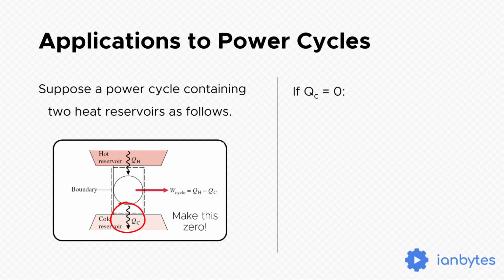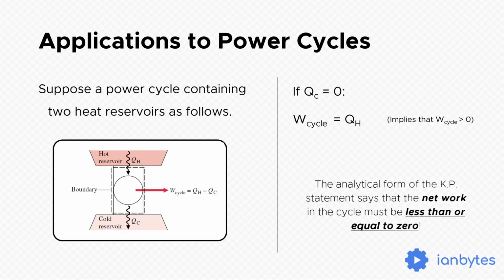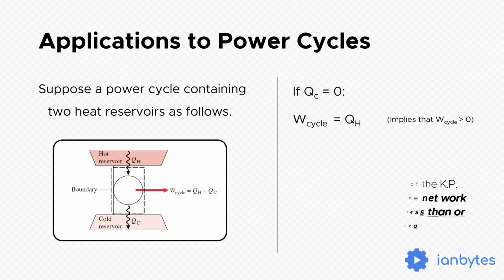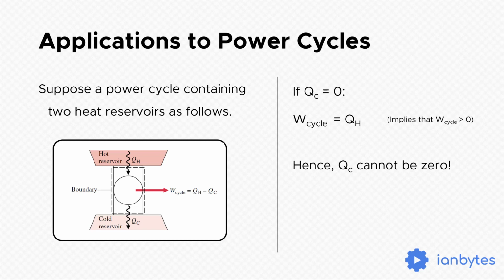Gamit ang ating derived equation, masasabi nating W cycle is equal to QH, which implies that W cycle is greater than 0. However, the analytical statement of Kelvin-Planck says that W cycle can only be less than or equal to 0. So kung makikita ninyo, yung concluded statement ay contradicting with the Kelvin-Planck statement, which means that our assumption that QC is equal to 0 is false. That is by the virtue of proving by contradiction.